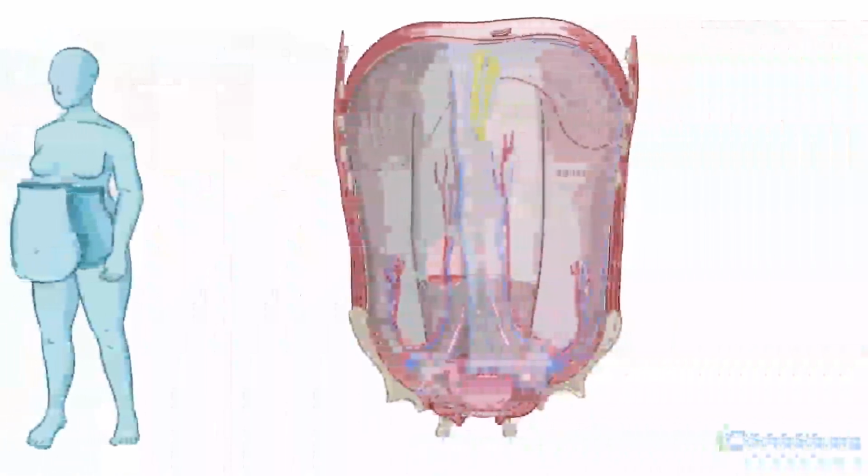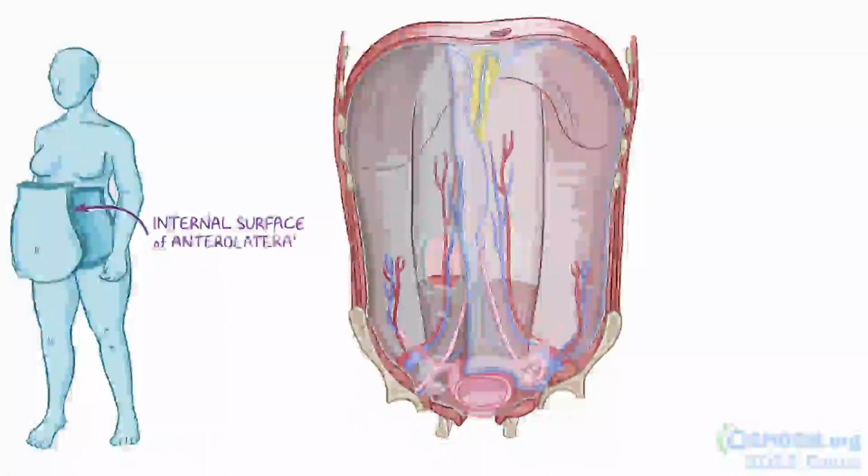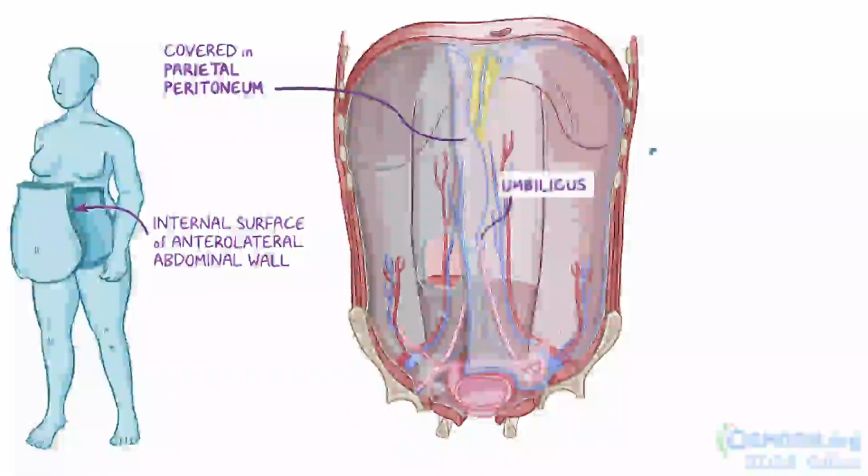Next, let's take a look at the internal surface of the anterolateral abdominal wall. The internal surface of the anterolateral abdominal wall is covered with parietal peritoneum. The part of the peritoneum directly below the umbilicus folds into 5 distinct umbilical peritoneal folds, 1 in the median plane and 2 on each side.